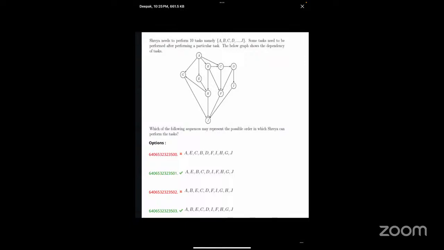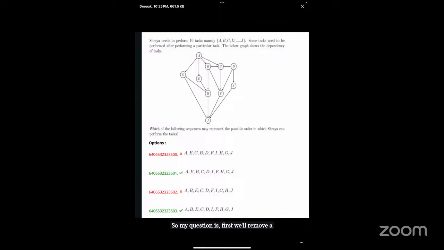So my question is, first we'll remove A. Yeah. So what do they want us to do? Say you have to do 10 tasks and the vertices are representing the tasks, right? Yes. And the edges are representing the dependency of the tasks, right? Yes, ma'am. Okay. It is like topological order. So my question is, first we'll remove A.